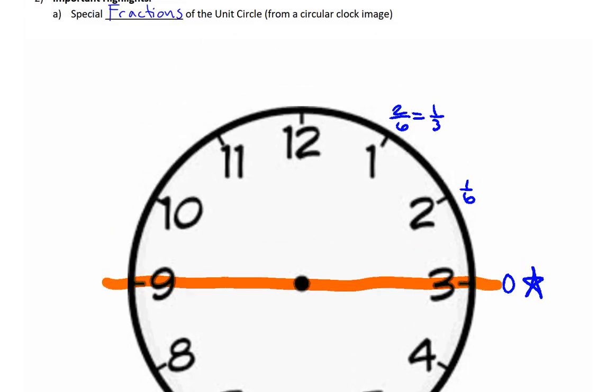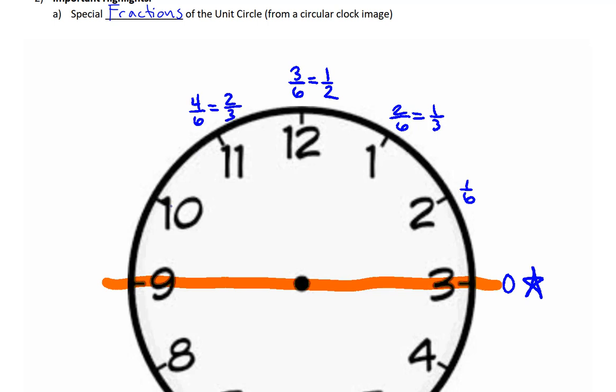Okay, and if we kept going to the top of the circle where the 12 is and continued to count by sixths, we have 1/6, 2/6, and we would have 3/6 at the top. Of course, that reduces to 1/2. And if we keep counting by sixths in this direction, moving on to where the 11 is, we would have 4/6, which, yes, could reduce to 2/3.